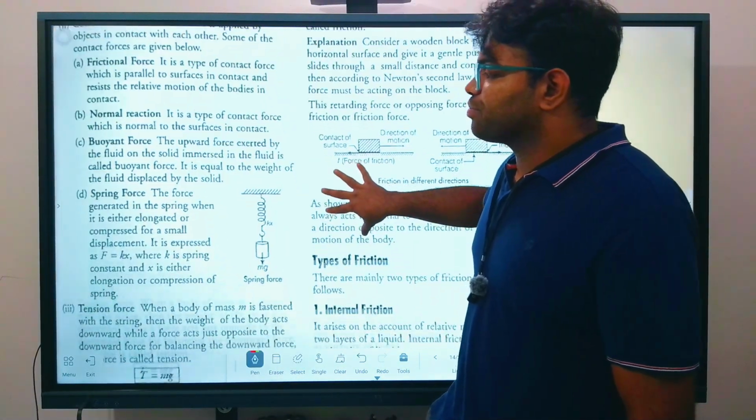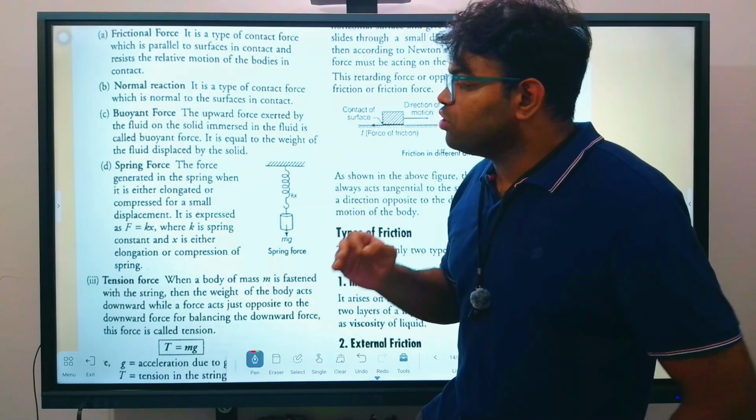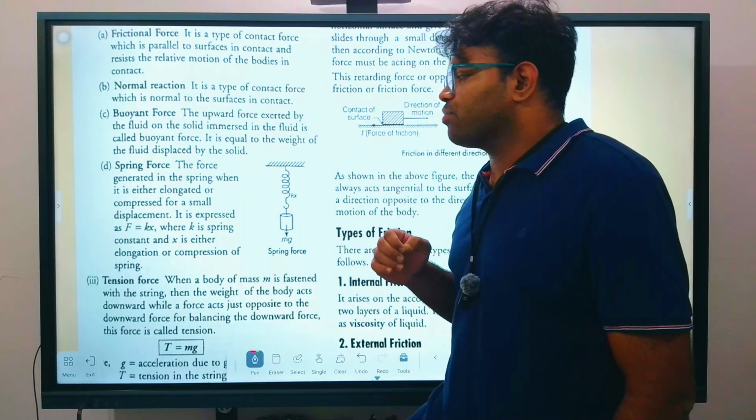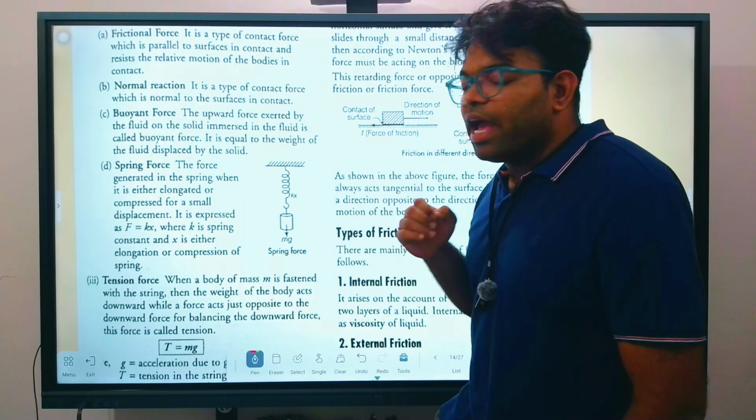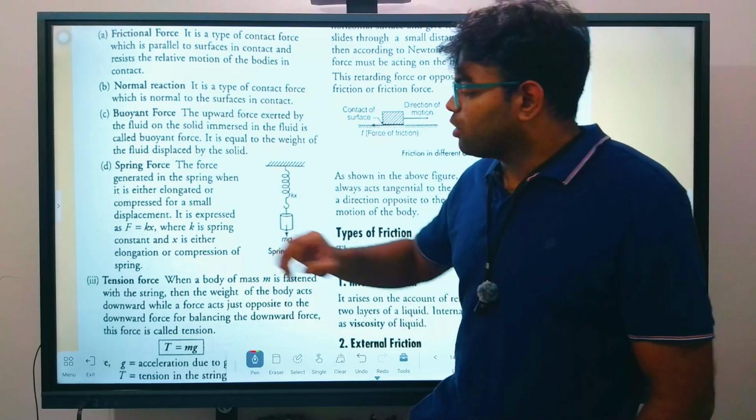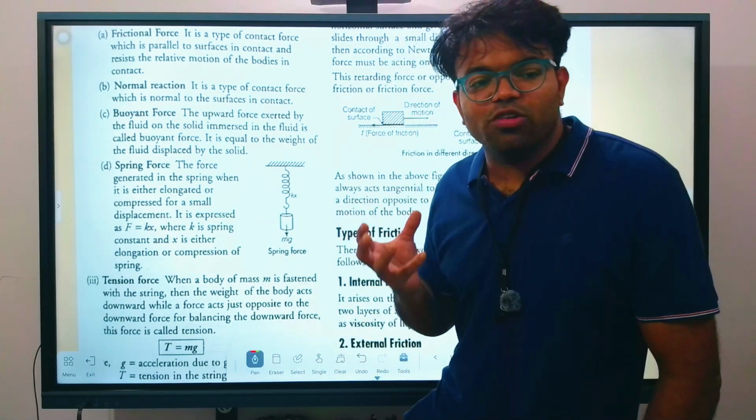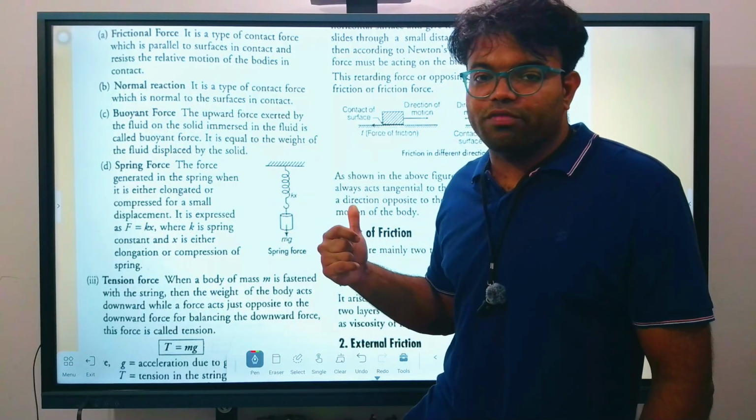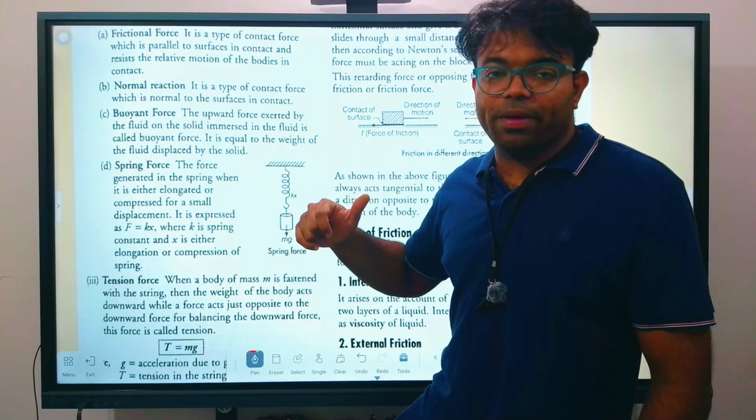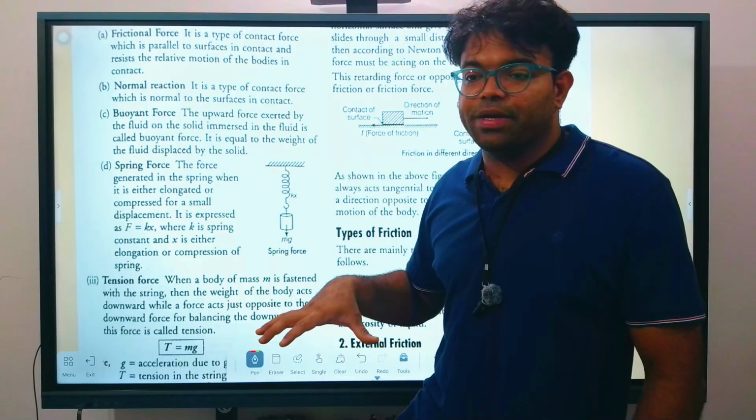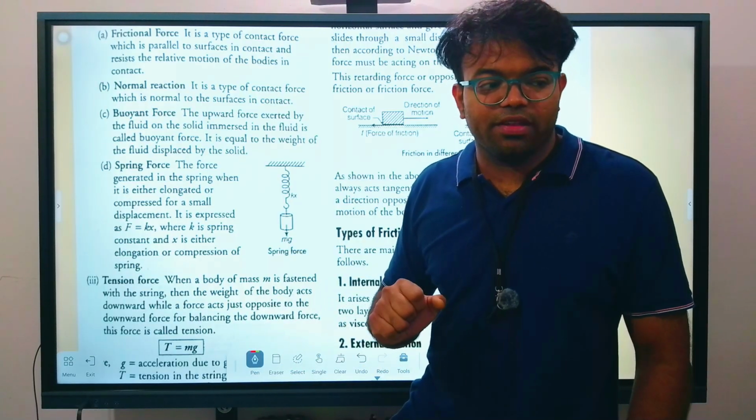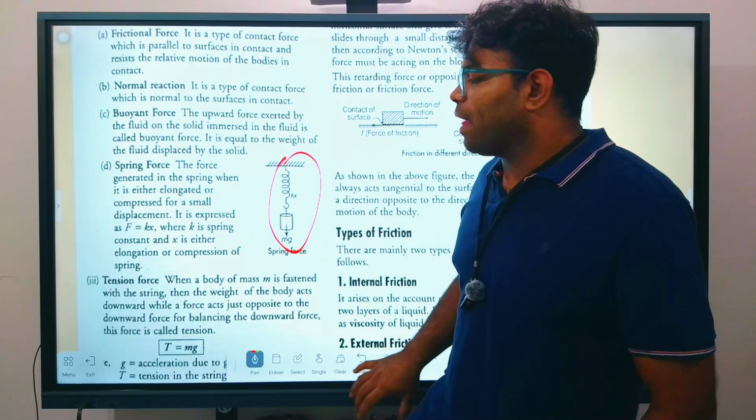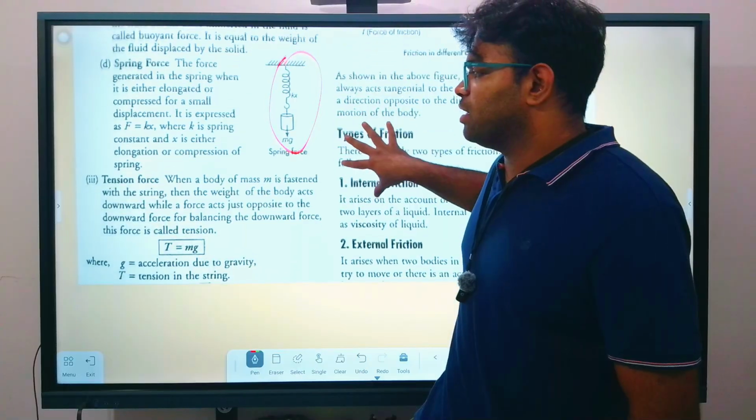Next, spring force. The force generated in the spring when it is either elongated or compressed for a small displacement. It is expressed as F equals kx, where k is known as the spring constant. We are going to learn more about this in the last two topics of the book, not this chapter, which are oscillations and waves. In the oscillations chapter, we will learn more about the spring.